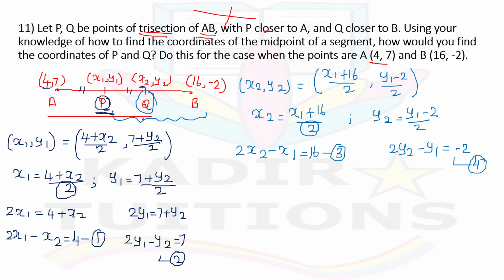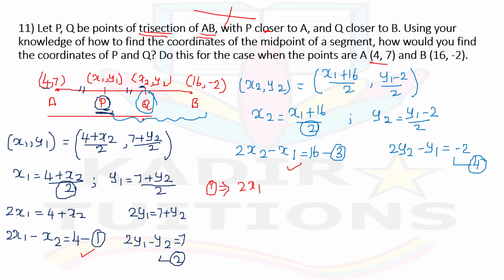So now we can solve equation 1 as well as equation 3 because both the equations have the unknown variables x1 and x2. So now we can solve that one. So how can we solve? So 2x1, the first equation.